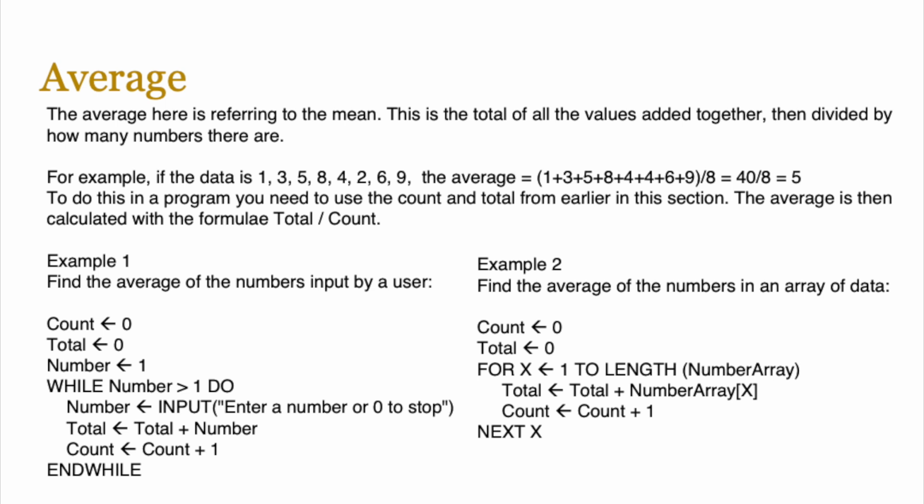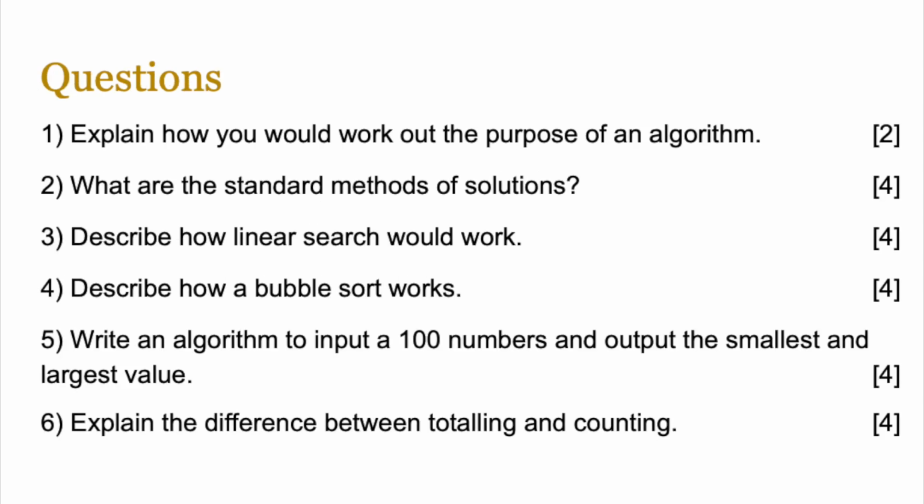Now there are two examples on screen. Both of them initialize count and total to 0 and then go through a loop. Once the loop finishes and the final values of total and count are done, we can then do an output statement which outputs total divided by count. Hopefully you've understood the standard methods of solution and you can work out the purpose of a given algorithm.